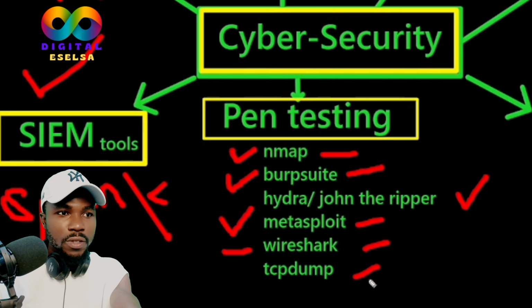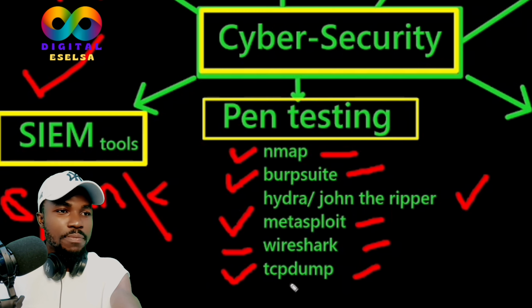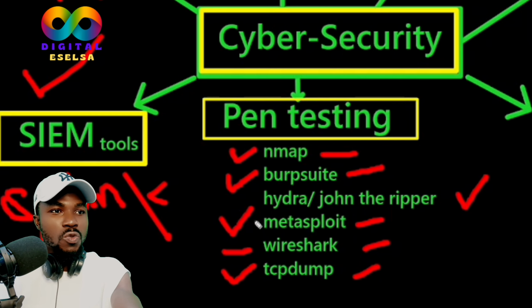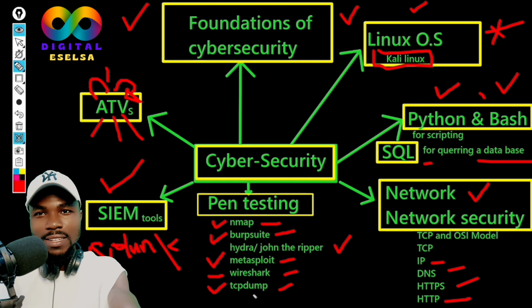tcpdump is also very important. It is a command line based network sniffer. When we capture network traffic using tcpdump, we save it in a file called capture.pcap and then open it with Wireshark. Wireshark is actually a graphical user interface network analysis tool. We'll now use it to run detailed analysis on the network and look for anomalies.